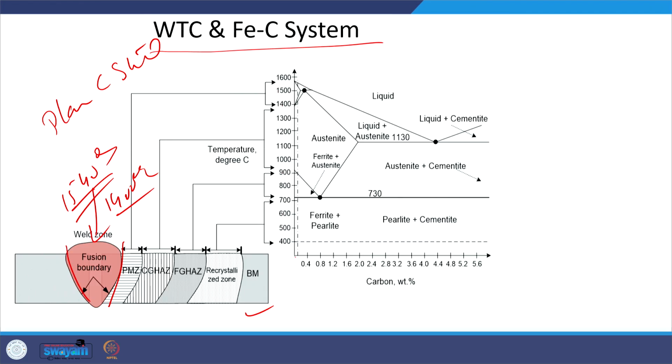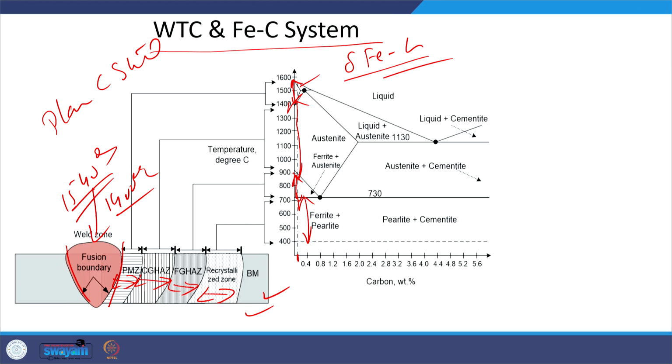Here, considering this composition just as an example, this is the zone where we have both delta ferrite and liquid. The zone where we have both delta ferrite and liquid will be the partial melting zone. Then there is a zone where we have just austenite. That will be the coarse heat affected zone. Then there is an intercritical zone where both ferrite and austenite are present, that will be the fine grained HAZ zone. Then there is a zone which is below the lower critical temperature but above the recrystallization temperature, that will be the recrystallization zone, and then the base metal.